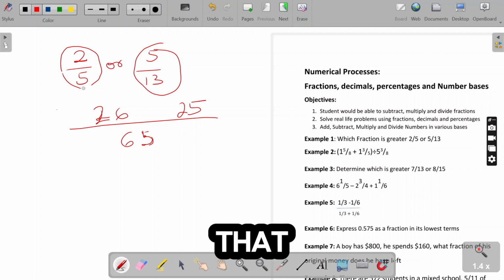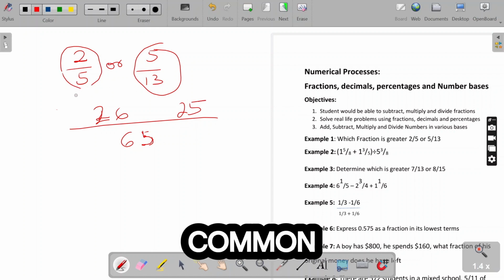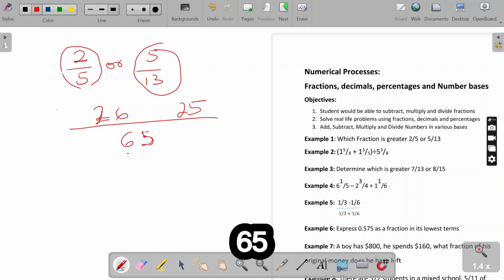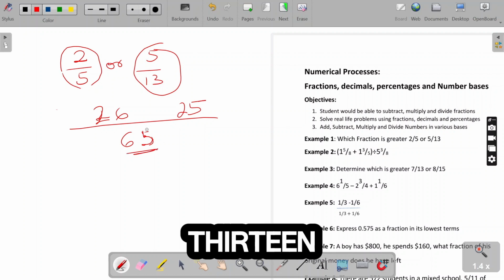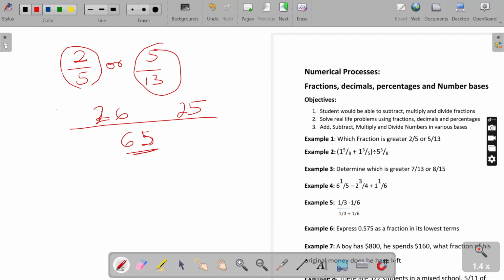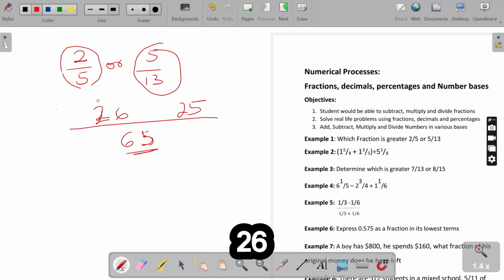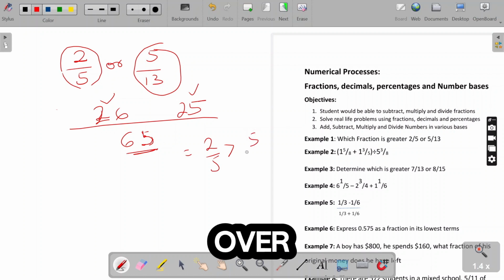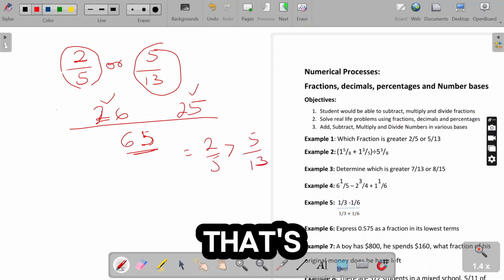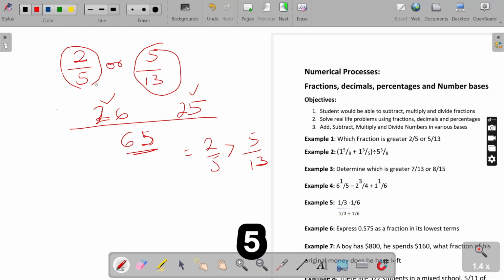So we can see that we have a common base in this 65 as compared to 5 and 13. Since I've unified both the left and the right hand side to 65, I can see that 26 is higher than 25. So meaning 2 over 5 is greater than 5 over 13. That's how to solve this. 2 over 5 or 5 over 13, all you need to do is either to convert to percentage or use the LCM approach.